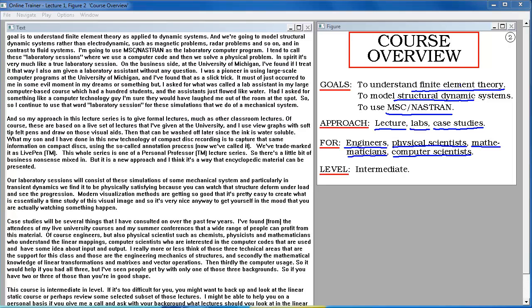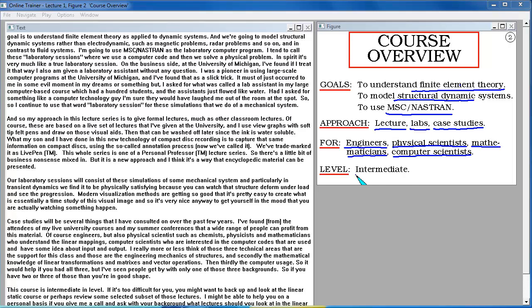I really more or less think of those three technical areas that are the support for this class, and those are the engineering mechanics of structures, and then secondly the mathematical knowledge of linear transformations and matrices and vector operations, and then thirdly the computer usage. So it would help if you had all three, but I've seen people get by with only one of those three backgrounds. So if you have two or three of those, then you're in good shape.